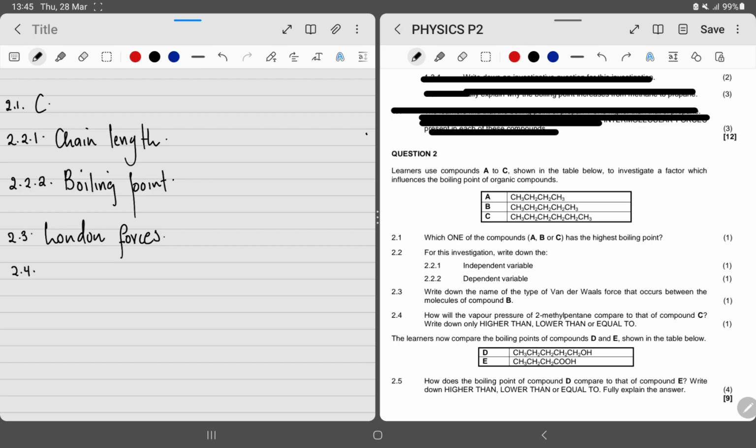2.4. How will the vapor pressure of 2-methyl pentane compare to that of compound C? Write down only higher than, lower than, or equals to. Okay, so we have C there, and then we are given 2-methyl pentane. 1, 2, 3, 4, 5, that's for pent. And then on carbon number 2, I have a methyl group.